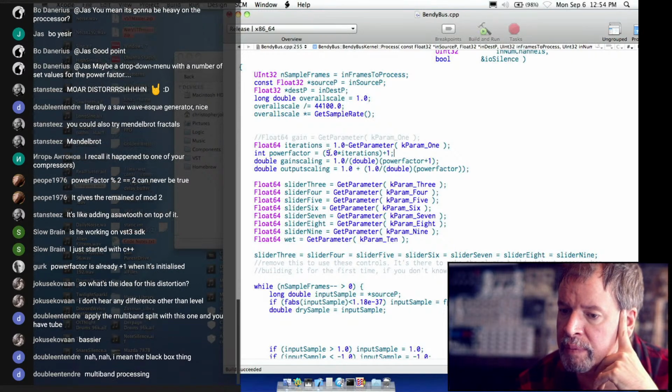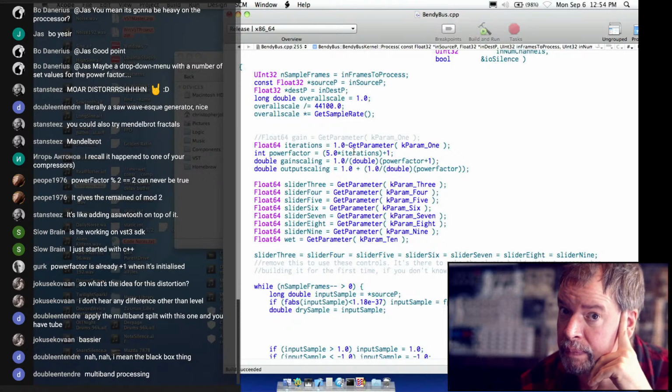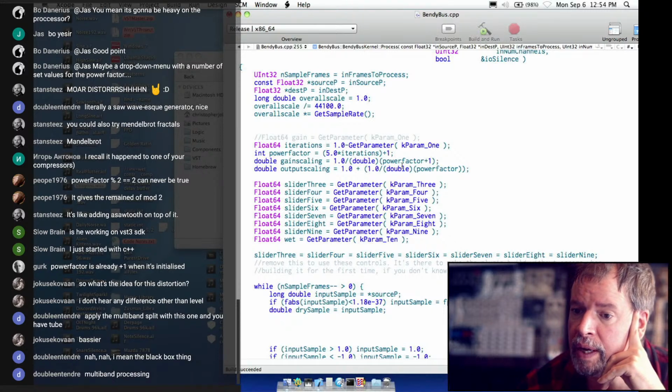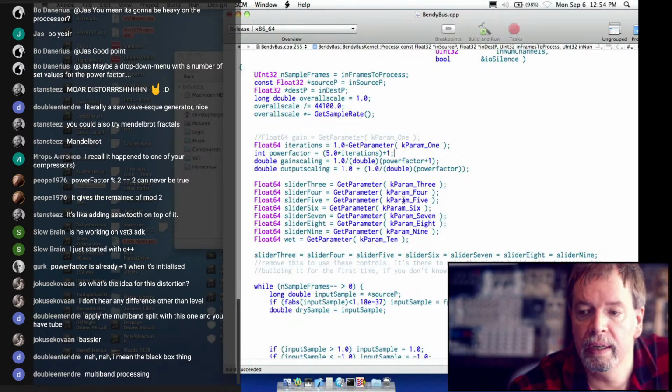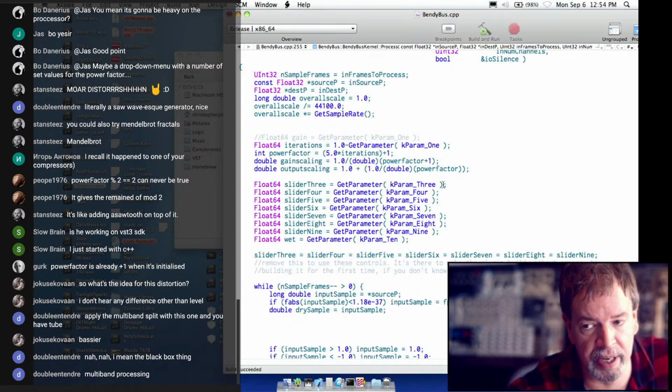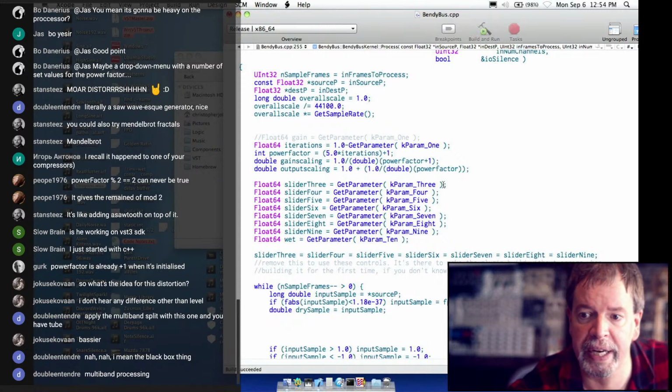I don't understand what you mean by black box thing. I don't understand what you mean by multiband processing. You're losing me. You're losing me. That is super duper unhelpful as far as getting an actual tube sound. I'm going to need better explanation than that. Multiband processing has nothing to do with making stuff sound like tubes.